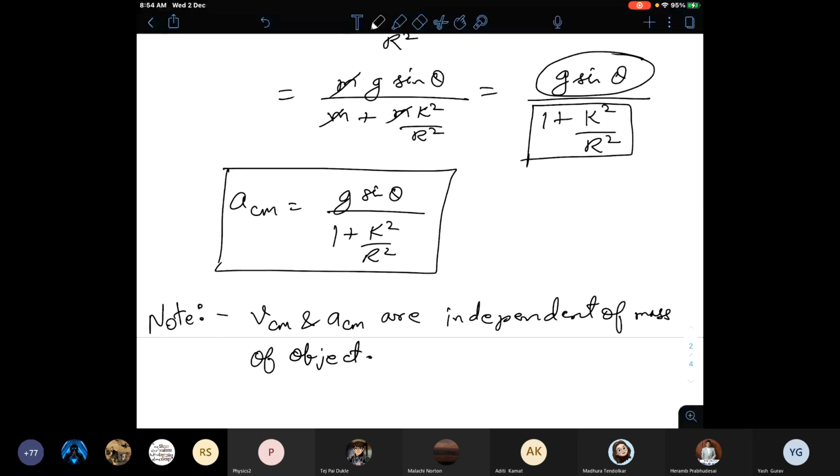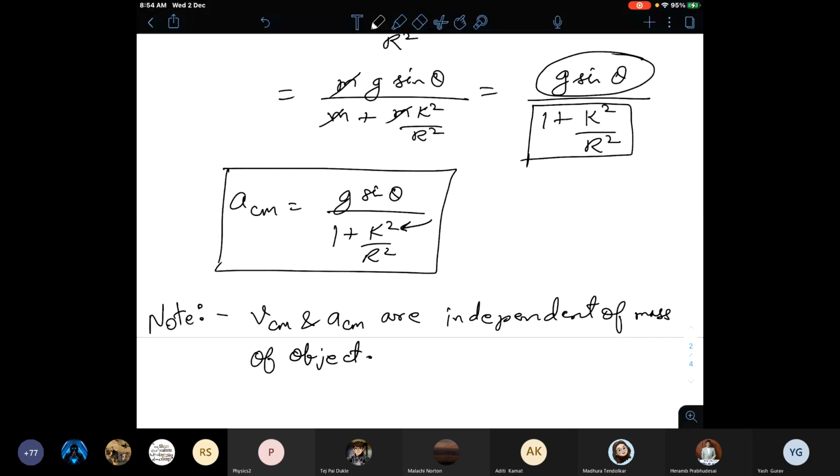But how the mass is present, whether it is in the form of a sphere, or a disk, or a cylinder, that is important to me. That is why K is there. K is representing that thing. If you change the object from sphere to disk, your K will change, ACM will change. So it is dependent on the shape, but not on the mass. Mass can be 10 kg, 25 kg, 100 kg, doesn't matter. The acceleration will be this much only.